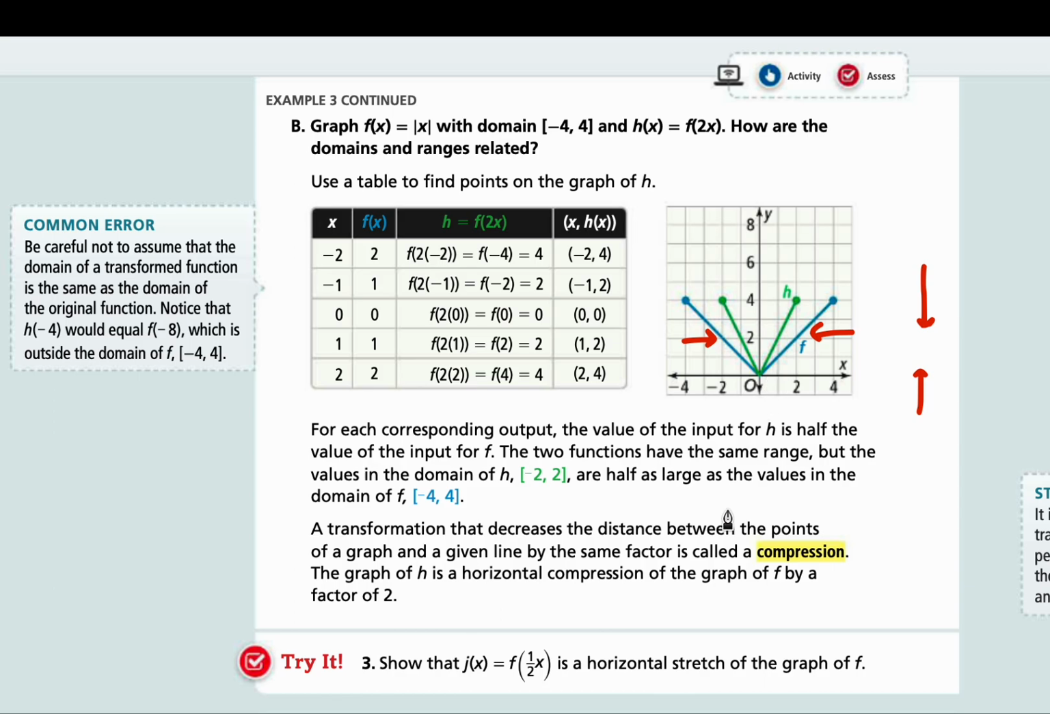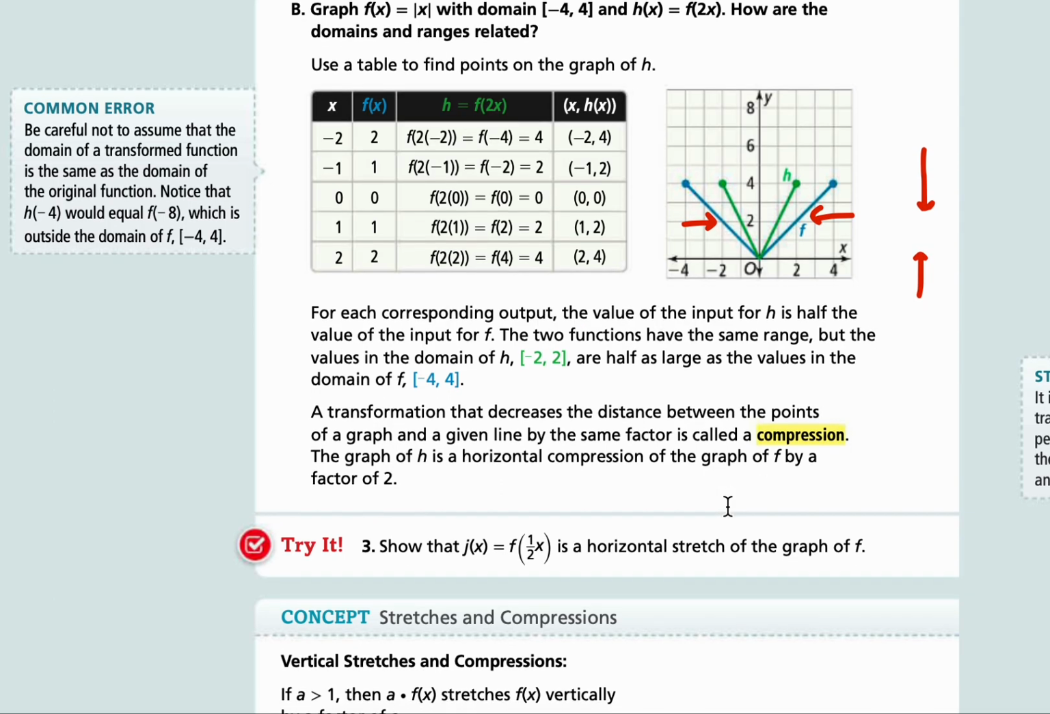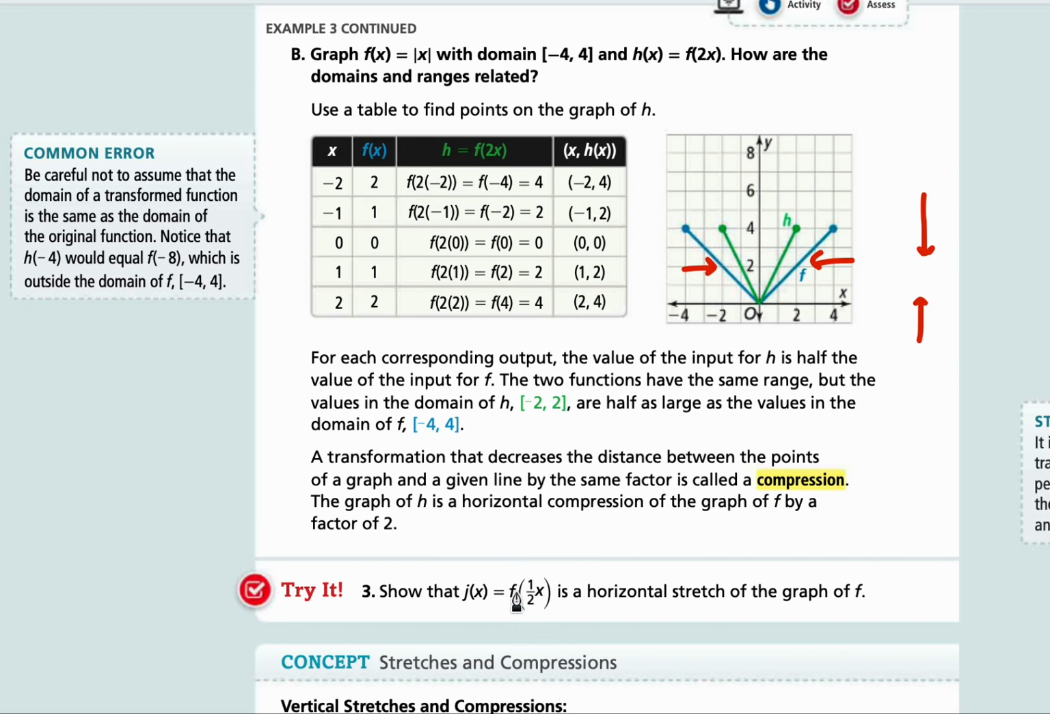Okay. Let's look at try number 3. Show that j of x is equal to f of 1 over 2x is a horizontal stretch of the graph of f. So you know this is horizontal, right? This is a horizontal change because it's inside the function. We're just multiplying 1 over 2 by x, but this is a stretch. So for horizontal, if you're multiplying to the x, that is a compression. You see that? Visually, it compresses.